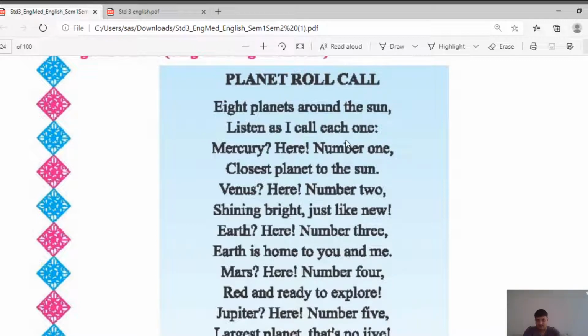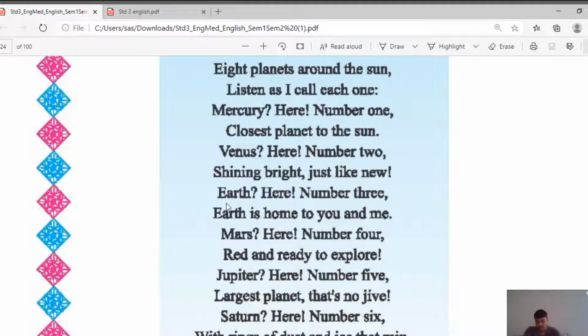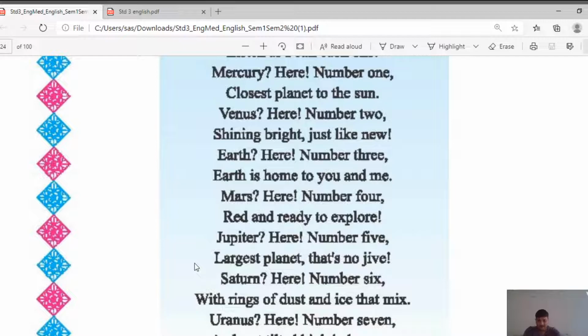Listen as I call each one. Mercury, here number 1, closest to the sun. Venus, here number 2, shining bright just like new. Earth, here number 3, Earth is home to you and me. Mars, here number 4, red and ready to explore.